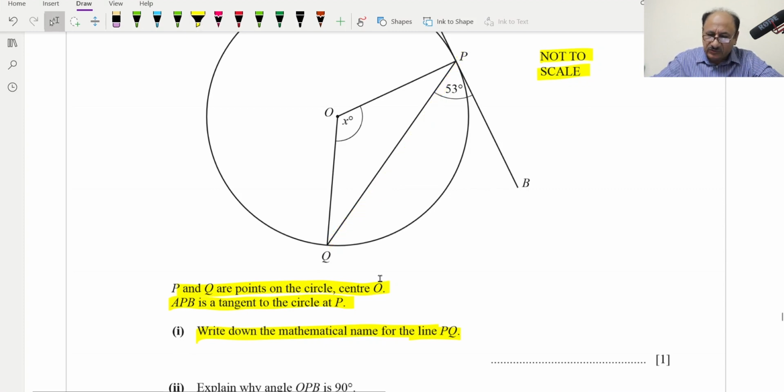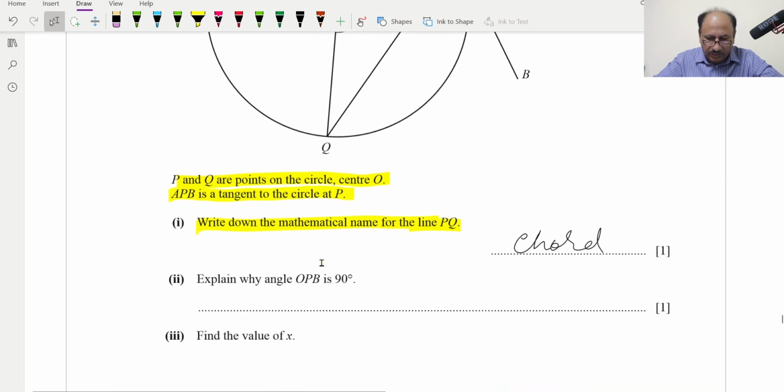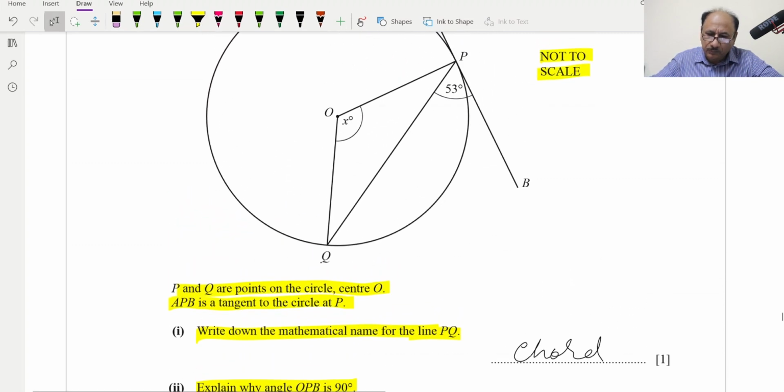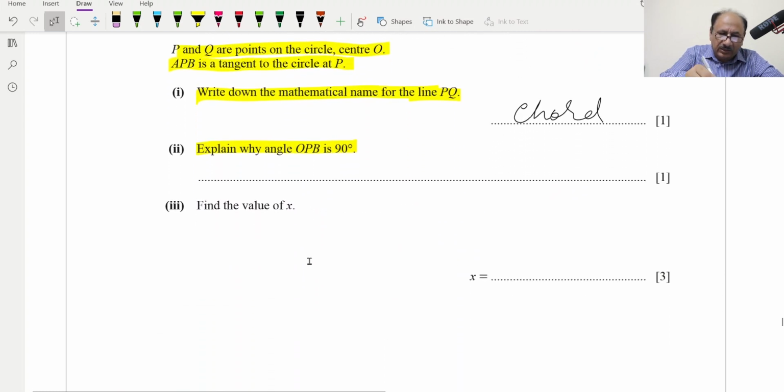Any line which is joining two points of the circumference is a chord. So we can write here chord, and keep in mind the diameter is the largest chord of a circle. Explain why angle OPB is 90 degrees. OPB will be this angle. The reason for this to be 90 degrees is the angle between tangent and radius.